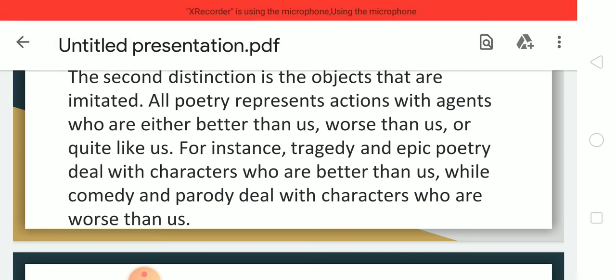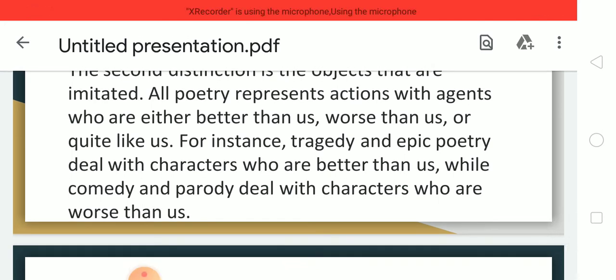So in tragedy and epic poetry, the characters are better than real life, while in comedy and parody, the dramatist or the poet deals with characters who are worse than us, because they want to create ridicule, they want to create laughter, and laughter is created when you can laugh at something. You cannot laugh at gods, or at the actions of God. You cannot laugh at the actions of historical figures, historical heroes. Rather, in comedy, the characters are people who are worse than us, so that we can laugh at them, make fun of them, because this is the object of comedy, to make people laugh.